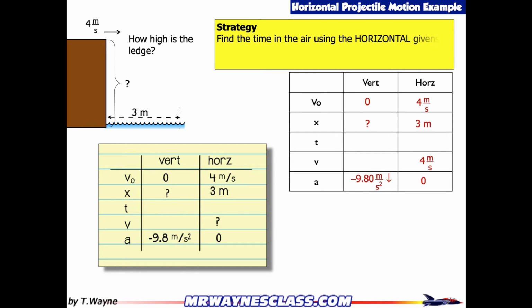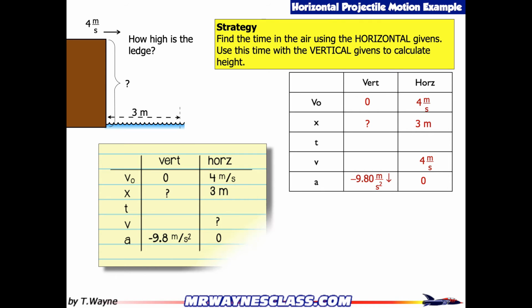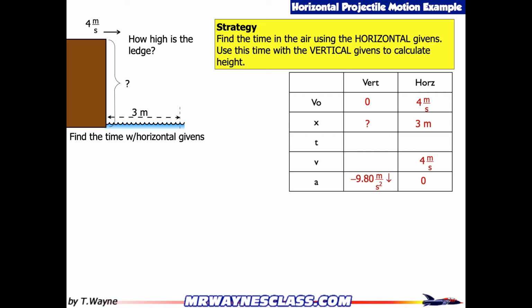My strategy is that I've got to find the time in the air, but this time I'm going to use the horizontal givens. You've seen the other examples where I use the vertical givens. This time I don't have enough information vertically, so I'm going to use the horizontal givens to find the time. And then once I find the time, I'll use only the vertical givens, with this new time, to calculate the height.